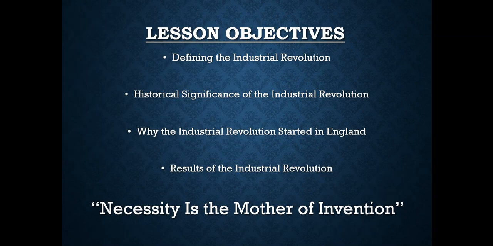And the objectives for this lesson are the following. First, we're defining the Industrial Revolution. Secondly, we are going into the historical significance of the Industrial Revolution. Thirdly, we are going into the reasons as to why the Industrial Revolution started in England. And lastly, we are looking at some of the results of the Industrial Revolution.